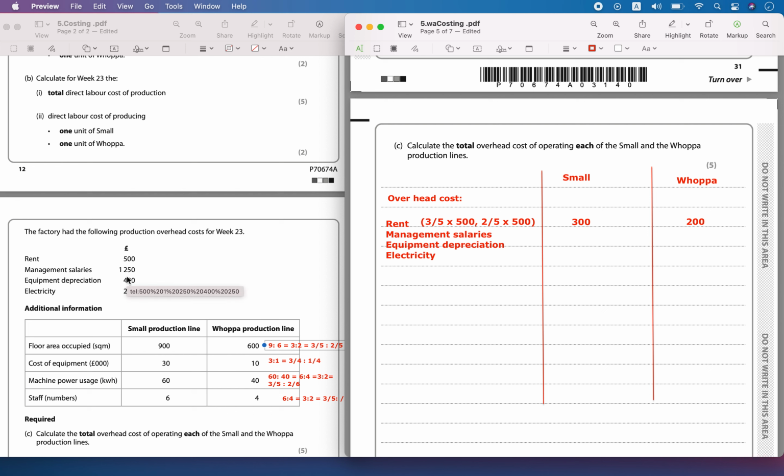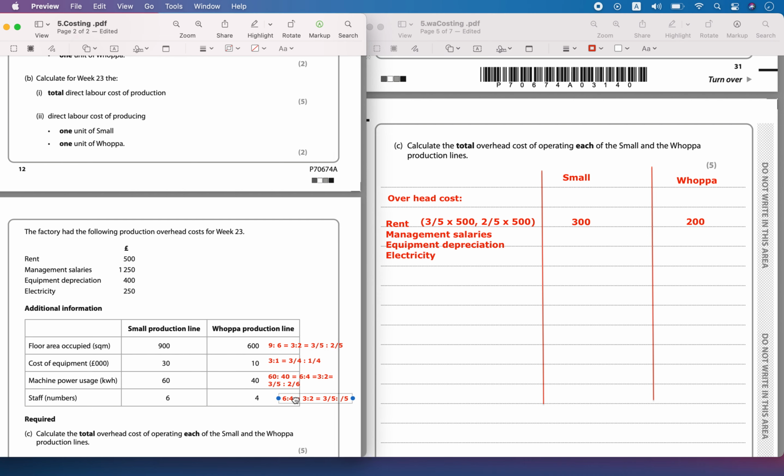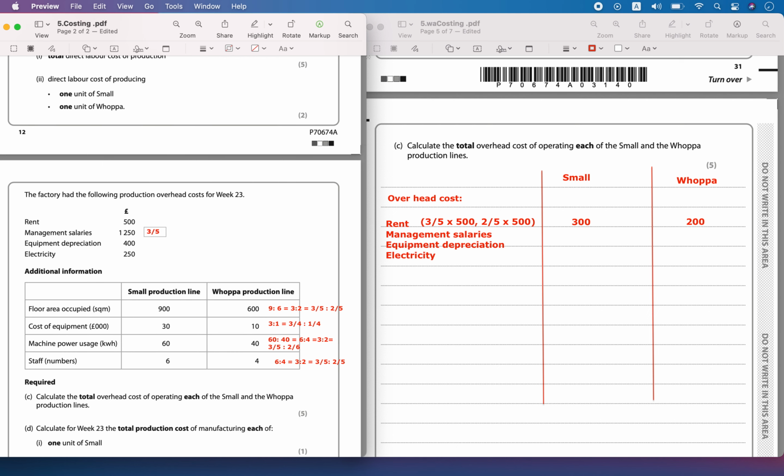Then we have the management salaries, 1250. It is apportioned on the basis of staff numbers, 6 is to 4. So you can say 3 out of 5 and 2 out of 5. 3 by 5 times 1250 is equal to 750. So for small it is 750, and for the WAPA it is 2 out of 5 times 1250, and that is equal to 500.